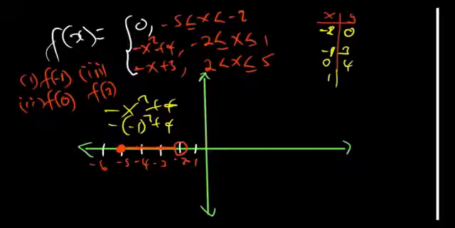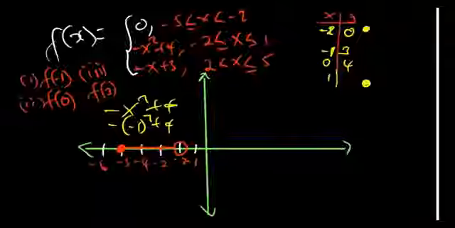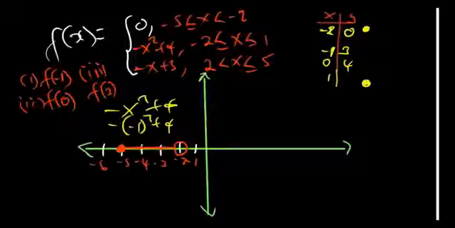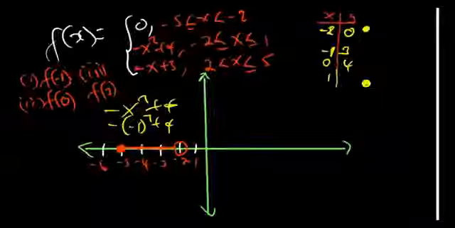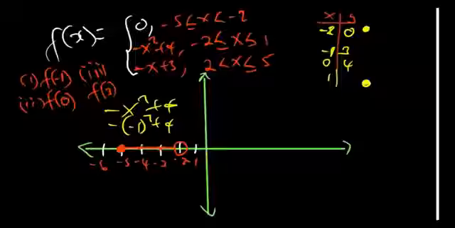Next, we have 1. Okay, so the first point is going to be included. Even the last point is going to be included. So the last point is going to be 1. If I put 1 there, it's going to be negative 1 squared, which is 1, so negative 1 plus 4 is going to give me a 3. Okay, it's going to give me a 3.